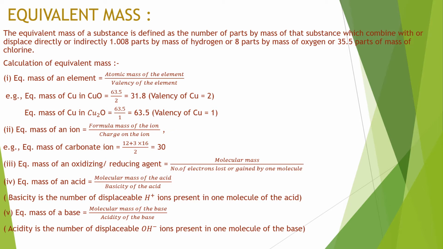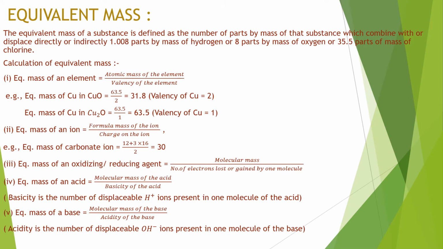Let us understand it using some examples. Calculation of equivalent mass. The first formula: the equivalent mass of an element equals the atomic mass of the element upon the valency of the element. For example, take the equivalent mass of copper in CuO. Copper has atomic mass 63.5 u, divided by the valency of copper in CuO, which is 2. So 63.5 divided by 2 gives you 31.8. That will be the equivalent mass of copper in CuO.